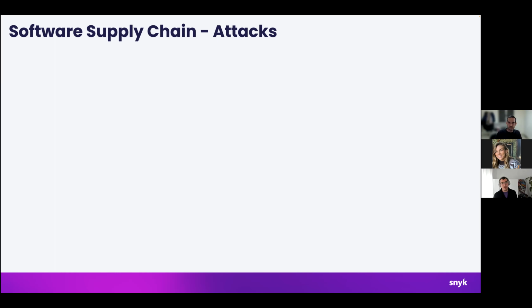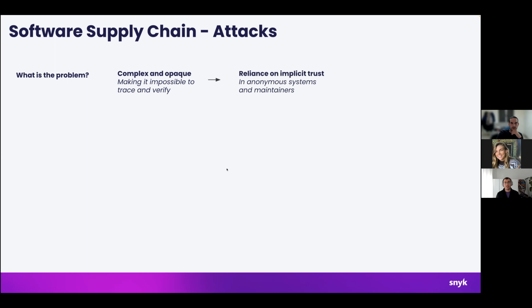And with this, a new problem arises. So what is the problem? Software supply chains are complex and opaque, making it impossible to trace and verify how software is being delivered and arriving into the premise of our organization. This in turn leads to us relying on implicit trust in anonymous systems and maintainers. Because there's nothing we can do about verifying the origins of software, we resort to assuming that if we download the software where we expect it to download, it's probably okay. This in turn creates weak links in the chain, which, as Daniel said, are very lucrative to exploit.